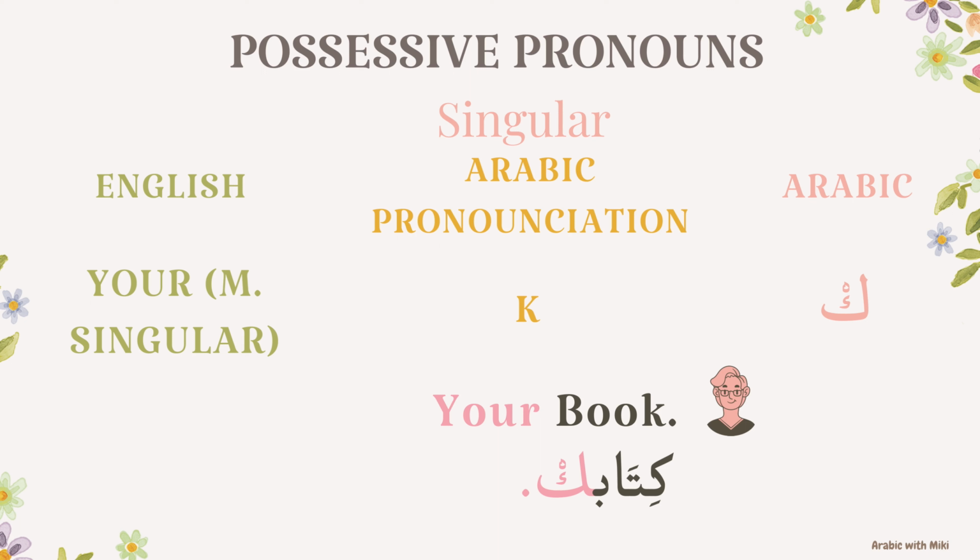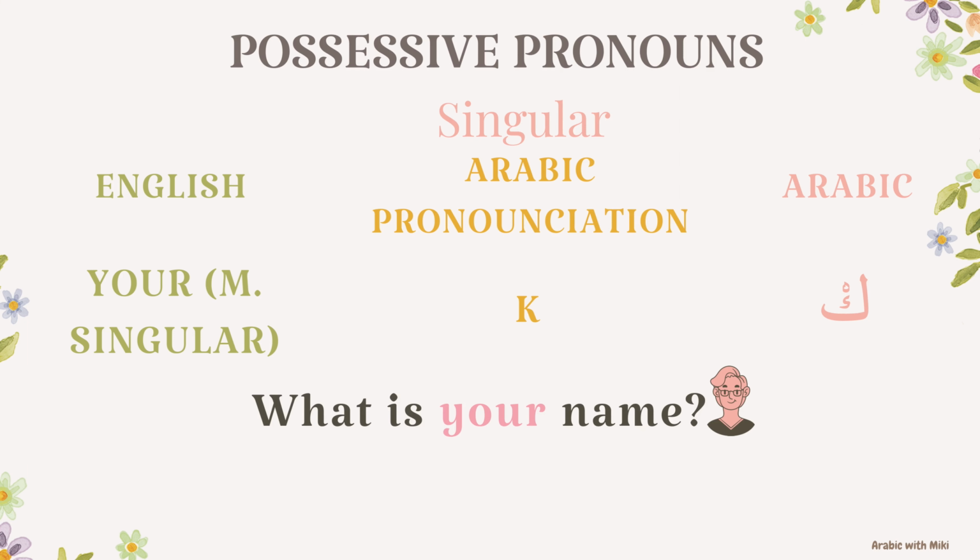Can you guess how to combine them? Yes, the word kitab plus ka. Let's take another example of how we use it in a question. What is your name? It's pronounced and written like this. Ma ismuk, ma ismuk.